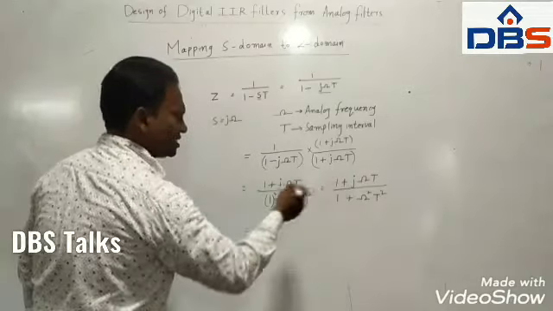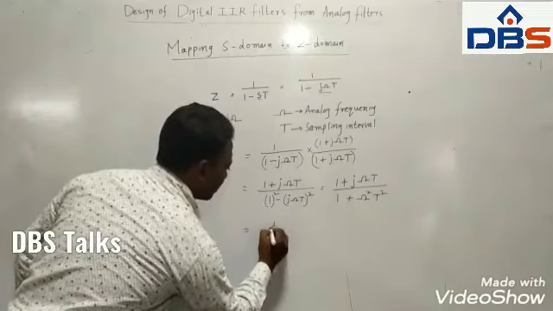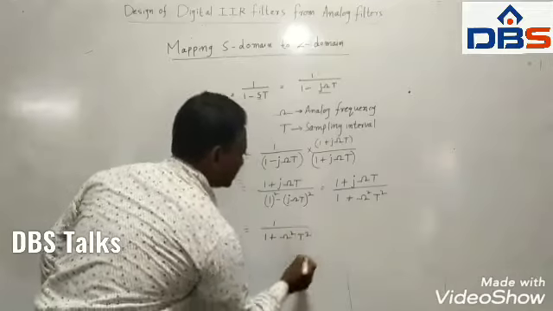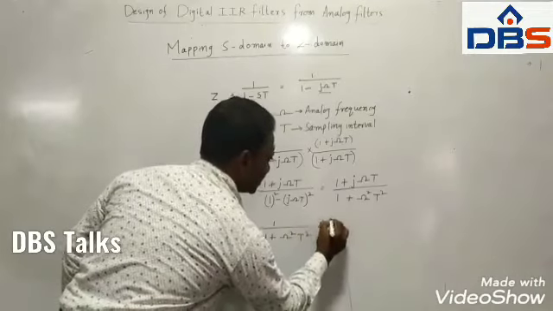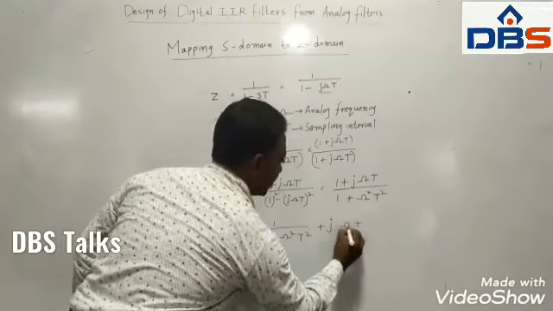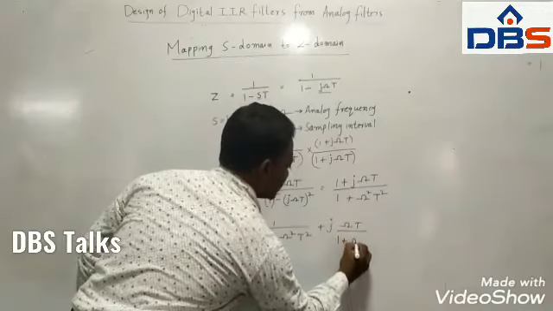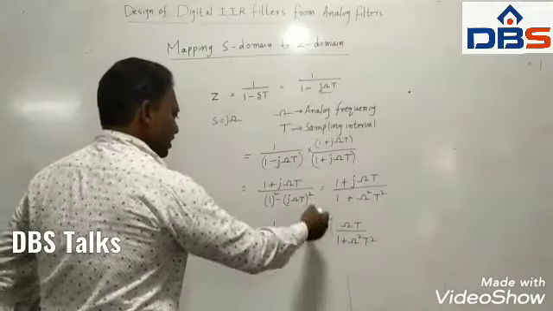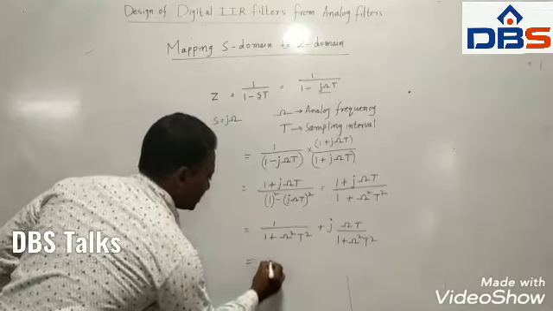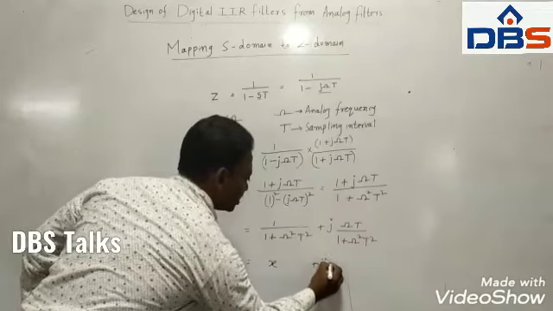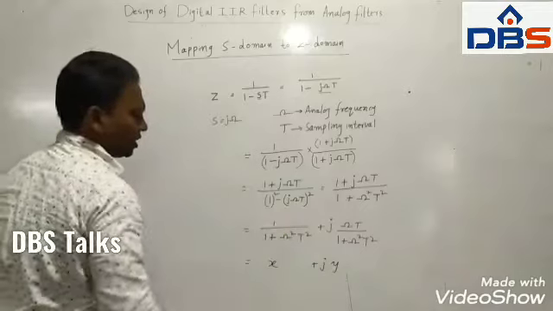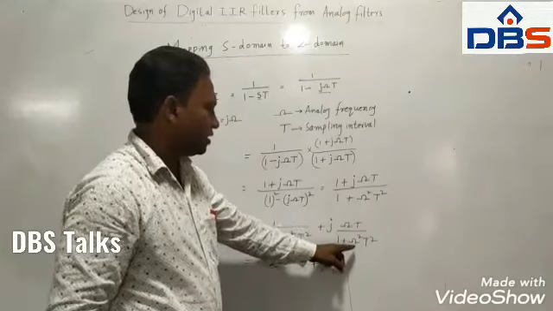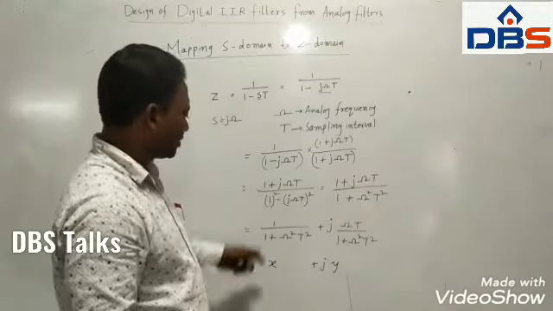Now we write that in terms of real and imaginary parts: 1 by 1 plus omega square T square is the real part, plus j omega T divided by 1 plus omega square T square. So we can write this as x plus jy, where x is 1 by 1 plus omega square T square, and y is omega T by 1 plus omega square T square.